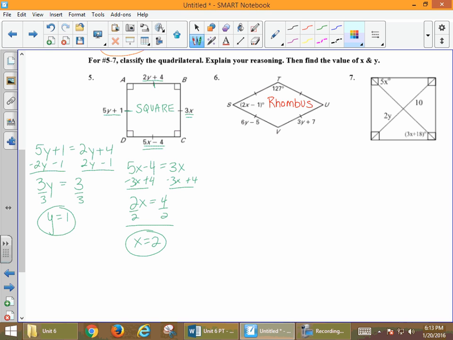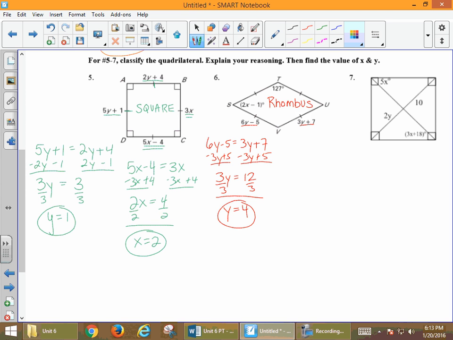We have a rhombus, a four-sided figure with all four sides the same. All four sides are the same, which means 6y minus 5 and 3y plus 7 can be set equal. 6y minus 5 is equal to 3y plus 7. Solving. Subtract 3y on both sides. Add 5 on both sides. 3y is equal to 7 plus 5, which is 12. Divide by 3, and y is equal to 4.